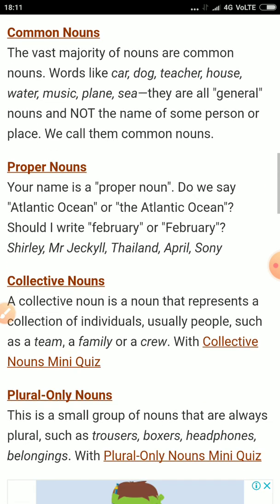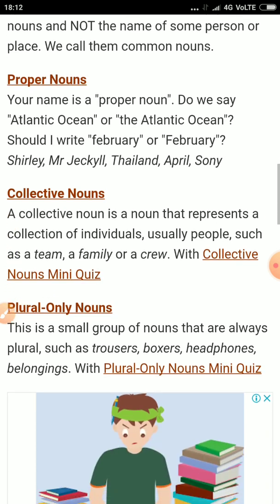Now we come to the collective noun. Collective means collection, group, gathered. A collective noun is a noun that represents a collection of individuals, usually people, such as a team, class, crowd, army, soldiers, family. These are examples of collective nouns.